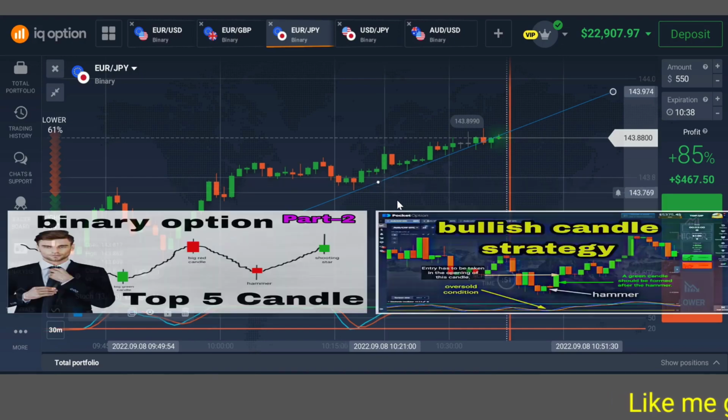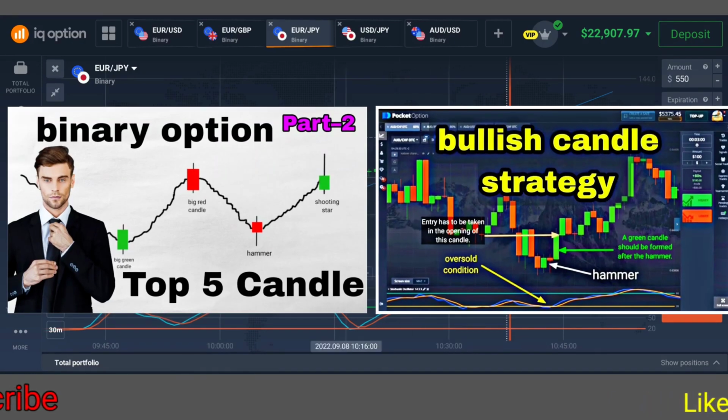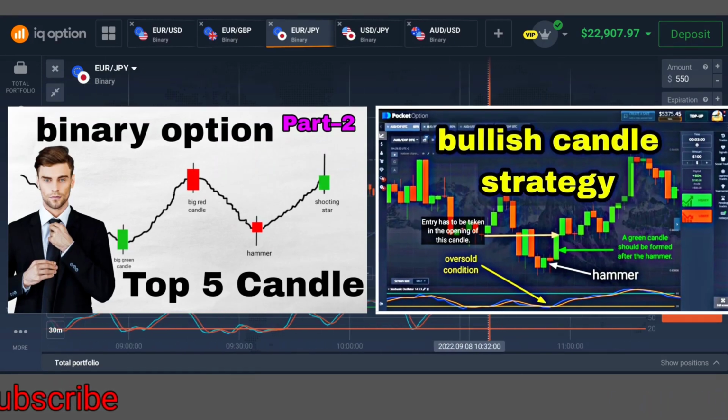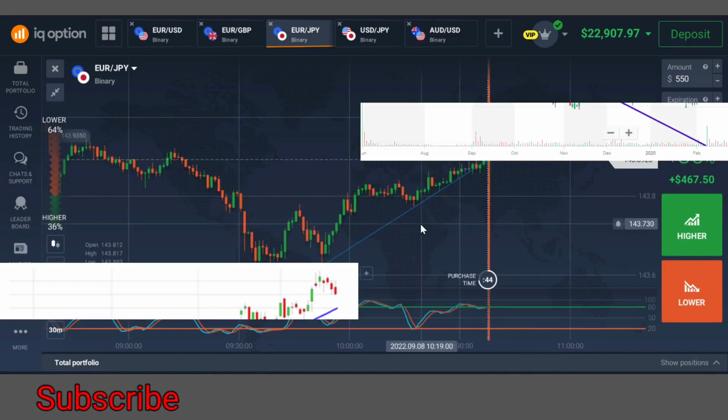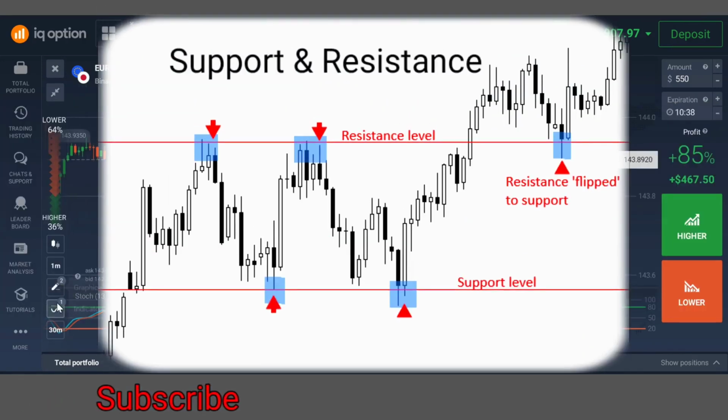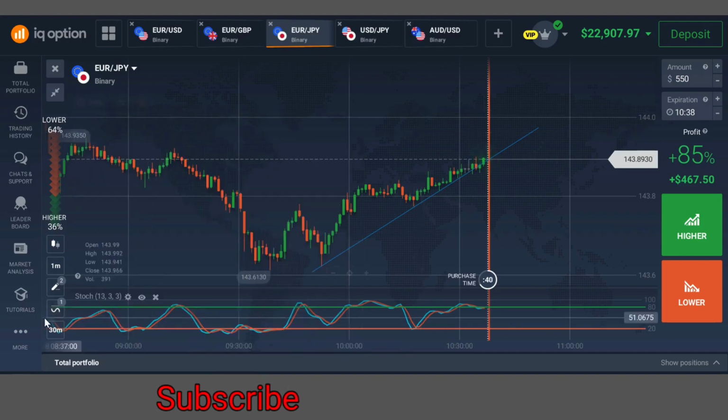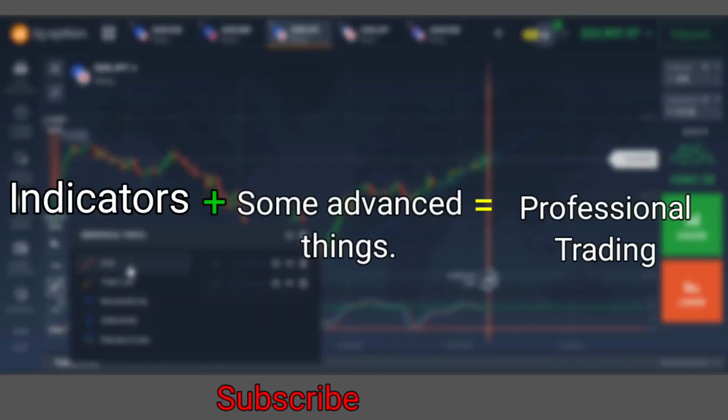So last time we saw candlesticks, which are very important, and we will see them every time in the chart. And this time we will learn about trend line and support and resistance, and in the next video we will see the indicator as well as how you can use them all.